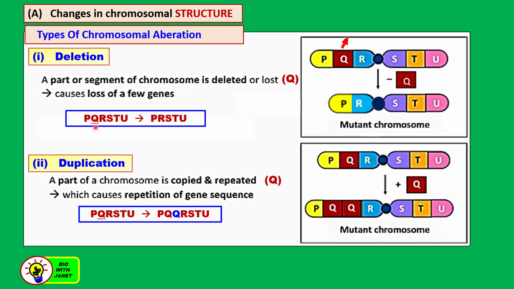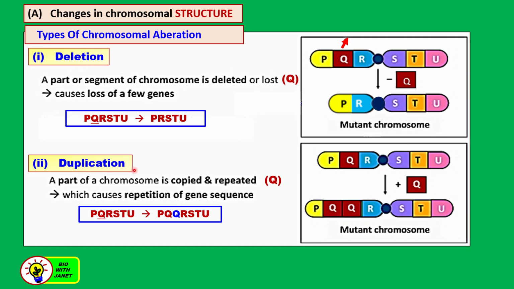If we were to write it in this format, PQRSTU, segment Q is lost, so it becomes PRSTU. This type of chromosomal aberration or mutation is called deletion. One example of a disease caused by deletion is Cri-du-Chat syndrome, the cry of the cat syndrome.